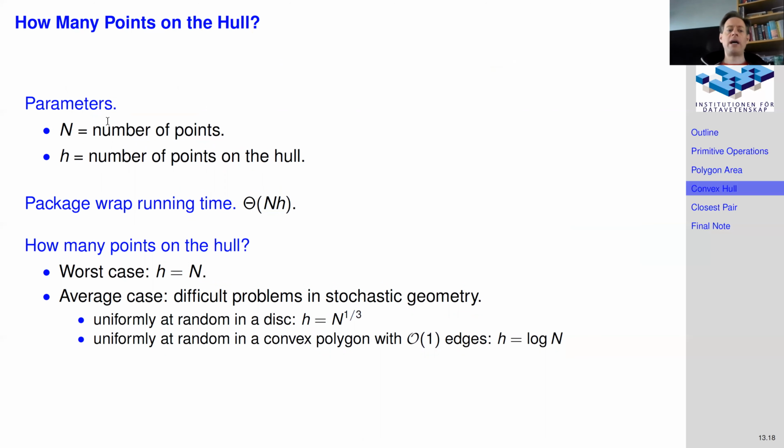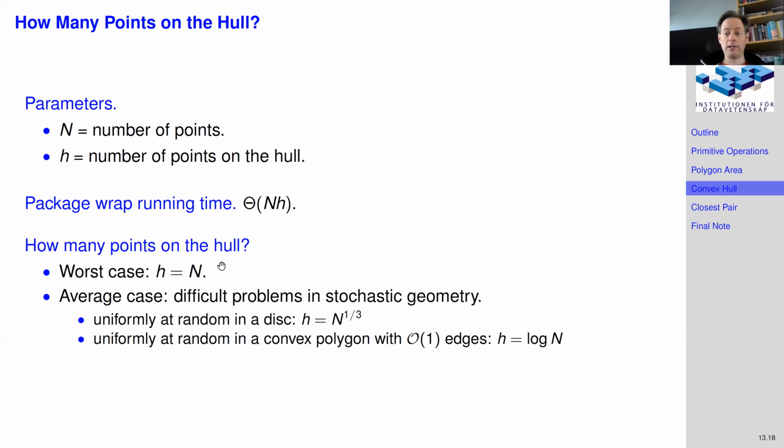And then we can also ask ourselves, how many points are there on the hull? So we say that capital N is the number of points, and H is the number of points on the hull. Then we know that the computational complexity of the Jarvis march will be n times h. So there are h points that we need to find, and for each of these h points we need to compare against n points. So therefore this is the computational complexity of this Jarvis march.